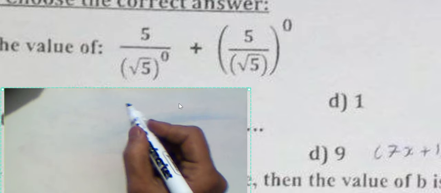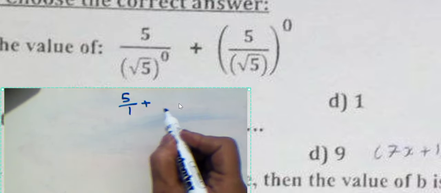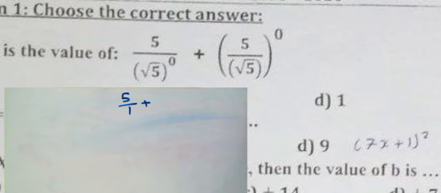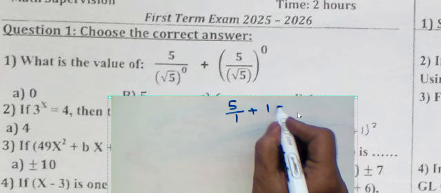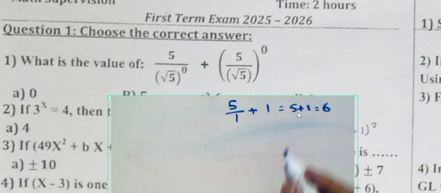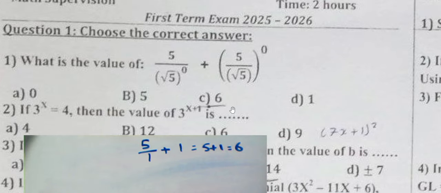What is the value of this expression 5 over root 5 power 0? Here the denominator will be 1, so 5 over root 5 power 0 is 5 over 1 plus any brackets power 0. The value will be 1. So the result here is 1 for the second term. So 5 over 1 plus 1, the result will be 5 plus 1 equals 6. The answer will be 6. Understood? Choose letter C. Next question number 2.